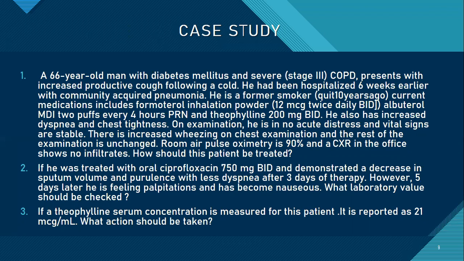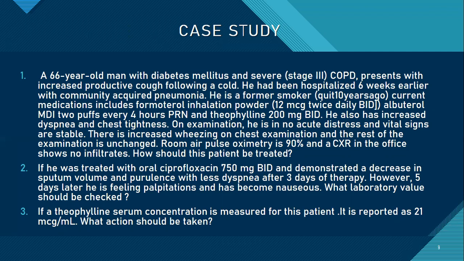Another condition of the same case is if we treat the above condition with oral ciprofloxacin 750 milligram BID. He demonstrated a decrease in sputum volume and purulence with decreased dyspnea after 3 days of therapy. However, 5 days later, he is feeling palpitations and has become nauseated. So what laboratory values should be checked? And the subtype of this condition is if a theophylline serum concentration is measured and it is recorded as 21 mcg/mL, what action should we take?